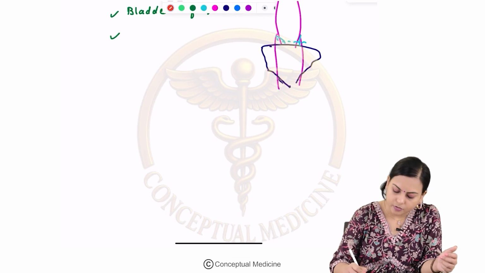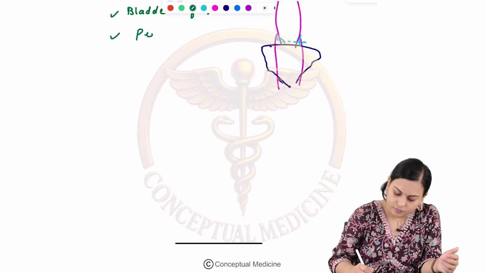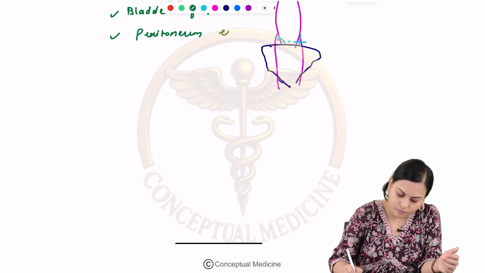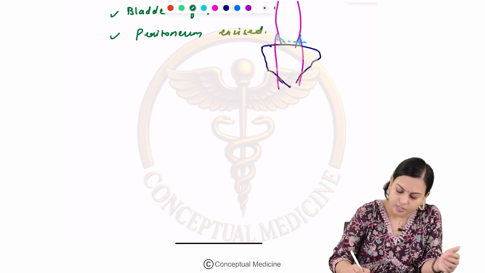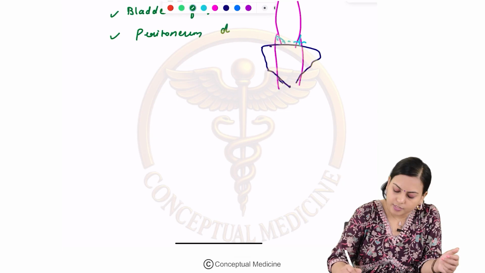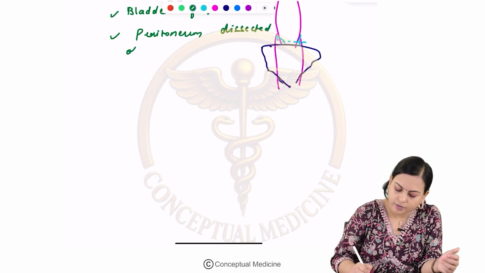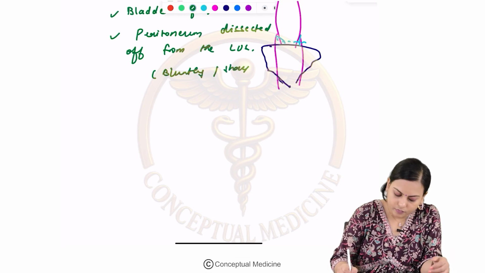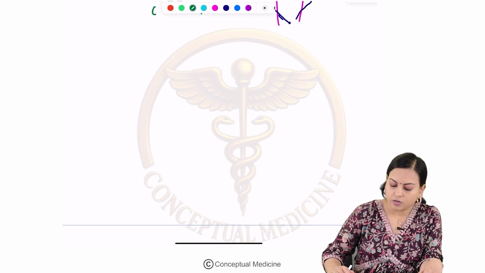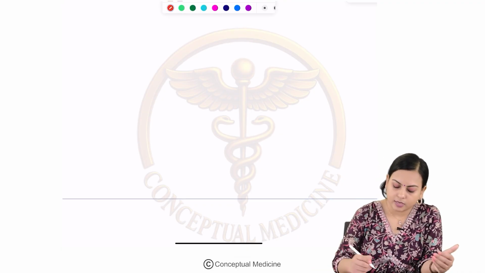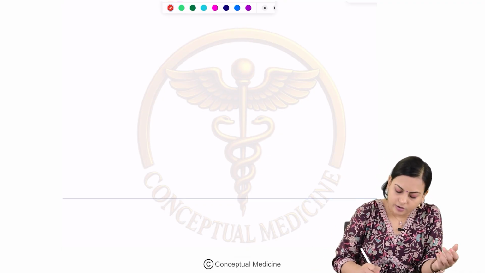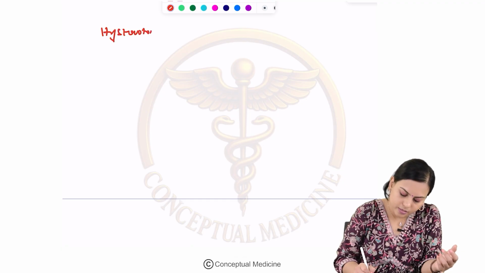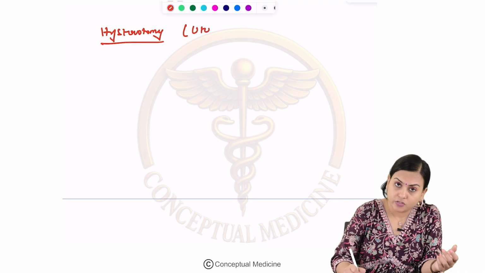Okay, so peritoneum dissected. Excised means, in other words, more precisely, it is dissected off from the lower uterine segment, either bluntly or sharply. Now, after opening this, we will be reaching the uterus. Now, what we are going to do? Yes, we are going to perform hysterotomy, that is nothing but the uterine incision.